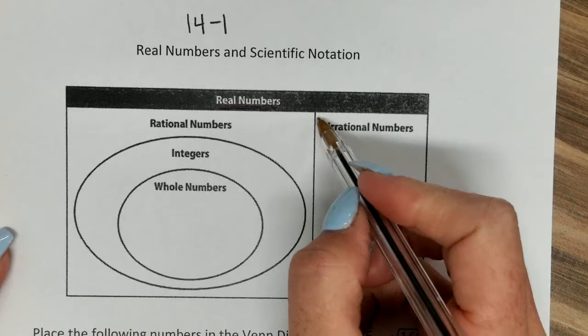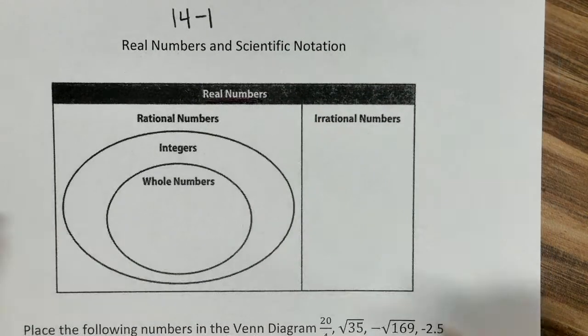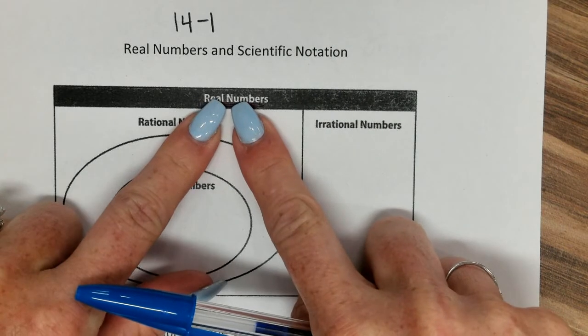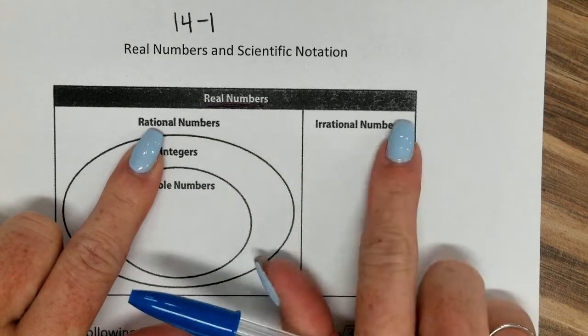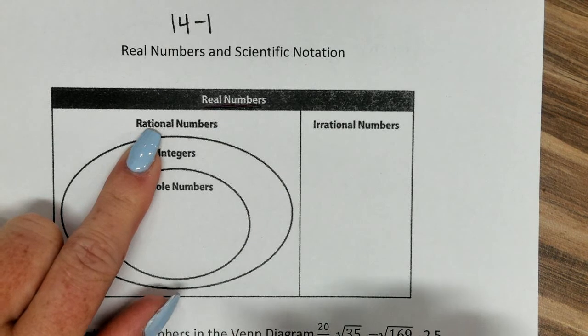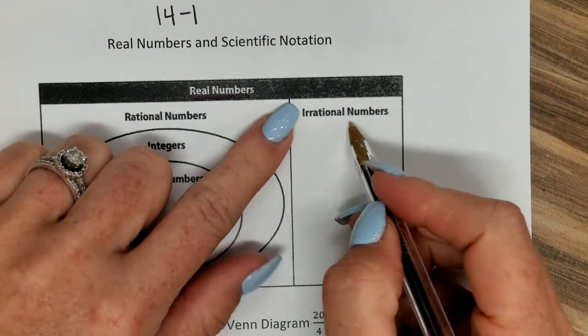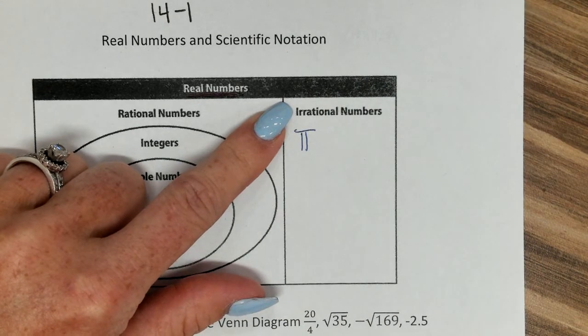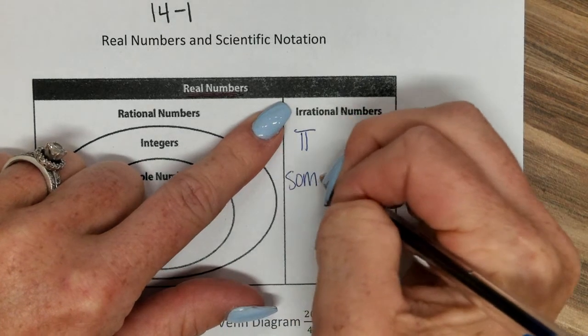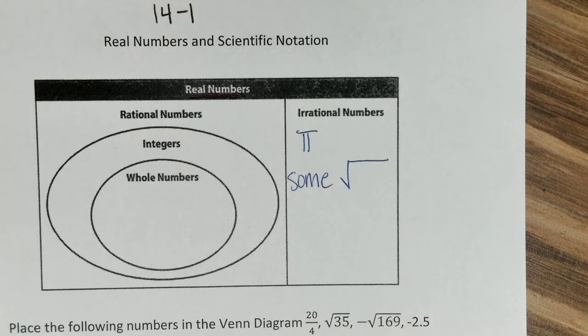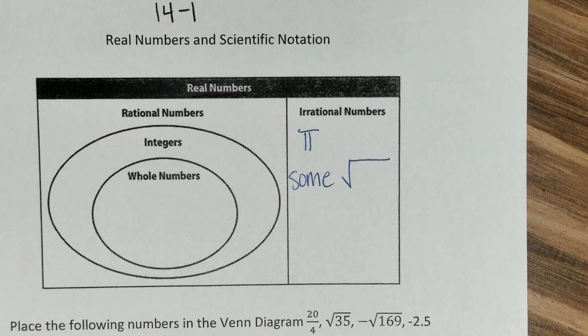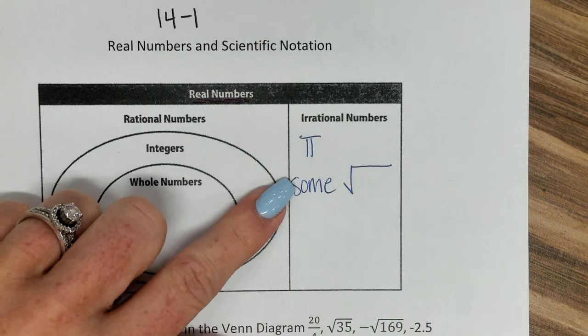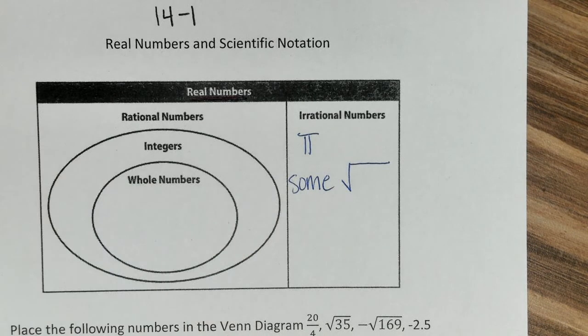Does everybody see this line separating them? They are all real. But can they be both rational and irrational? No. So what's the difference? Your irrational numbers are pi and some square roots. Write that down. Your irrational numbers is pi. Every time pi is irrational, I promise you. And some square roots. How do you know if the square root is irrational?